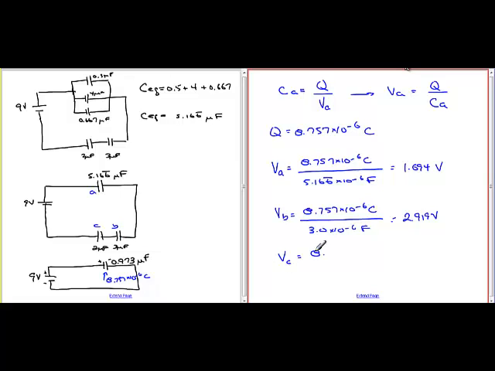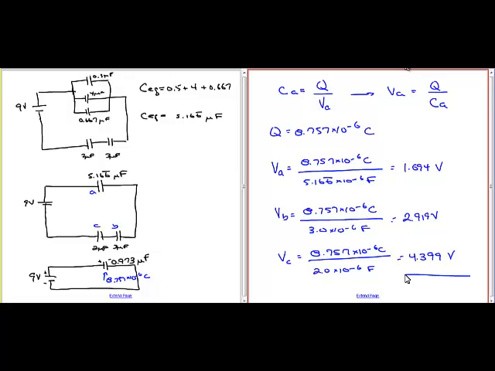same charge. Different capacitance. Notice they both have 10 to the minus 6, so I can just add this by that. The 10 to the 6s will cancel out. So they get 8.757 divided by 2 is 4.379. And if I add all those up, it's going to be very close to 9 volts.